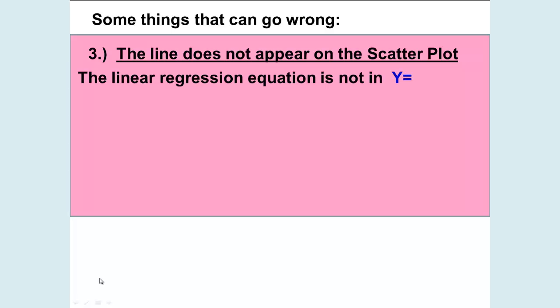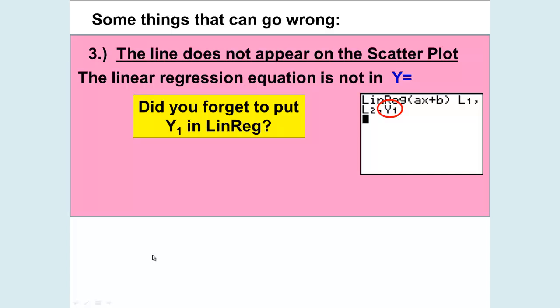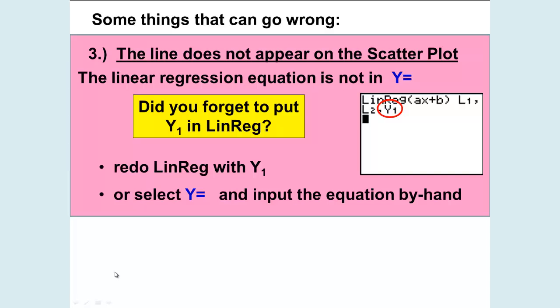A third thing that happens is that the line does not appear on the scatter plot when you get to that portion. And if that's the case, the linear regression equation is not in y equals. Did you forget to put y1 in the linear regression when you did it, or did you press enter and then go back and select 1? So redo the linear regression with y1, comma y1, and then press enter. Or you can select y equals and just type in your linear regression equation by hand. And yes, it's okay if you've rounded it to 4 decimal places as opposed to typing in the entire equation like it does when it stores it. We're not worried about the rounding there. That will be the same.